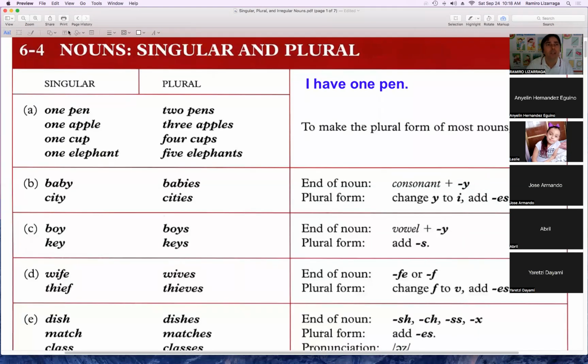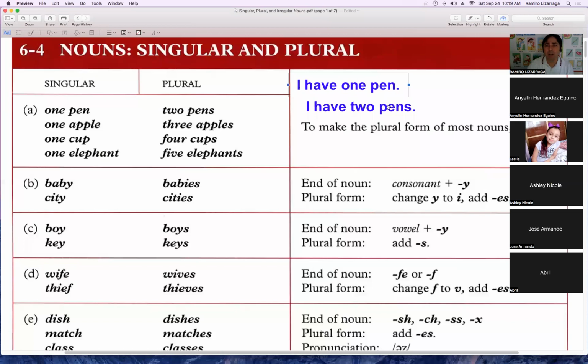Okay. So let me do a plural sentence. Okay. So this is gonna be plural. I have two pens. Take a look. So this is plural. So this sentence is plural. Very easy, very easy. Okay.